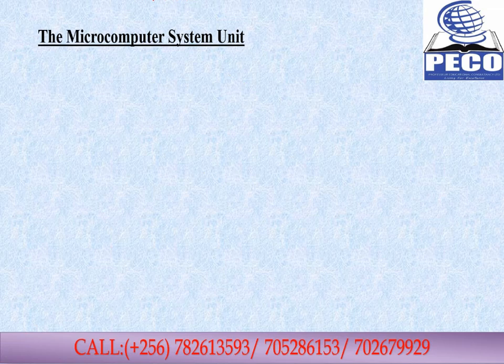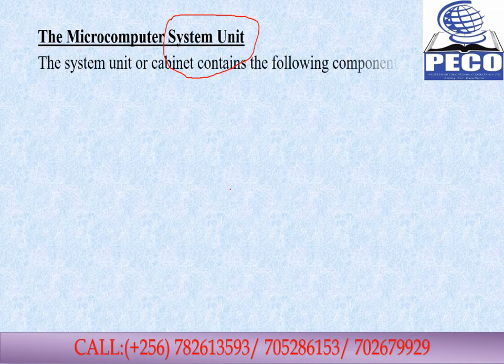when we talk of the system unit alone, the system unit is the box cabinet that contains several components within it, which may include the hard disk, the motherboard, and other components. Now, the system unit or cabinet contains the following components, which we need to know.